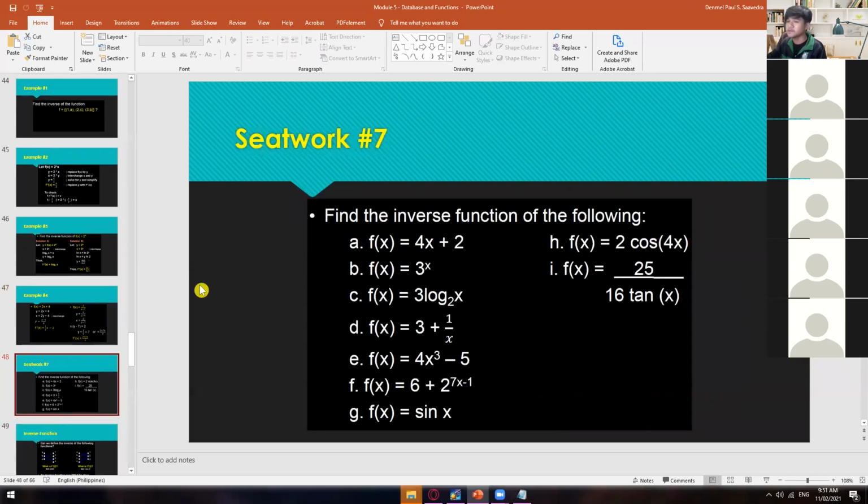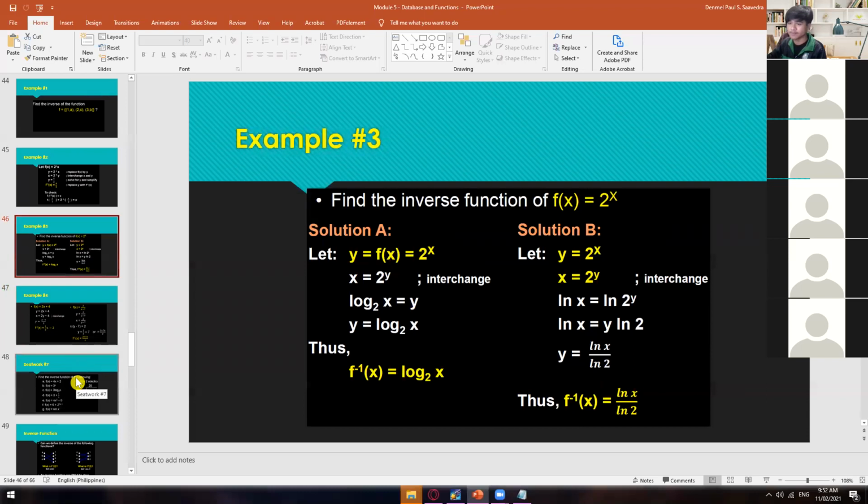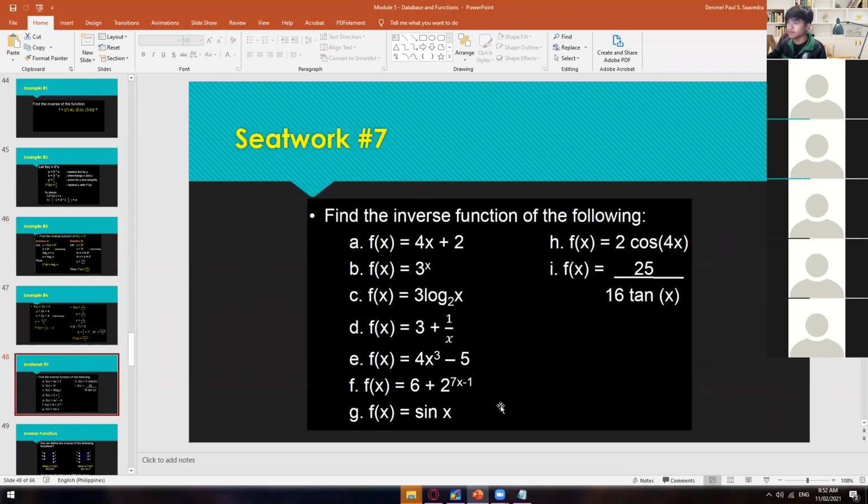All right. So once you're done with those examples, you may now start answering Seat Break number 7. Okay, so we have A to I. Find the inverse function of the following. You can base your answer on our examples. You can do this one in Microsoft Word or handwritten. All right, are we clear so far for the inverse function? Yes, sir.